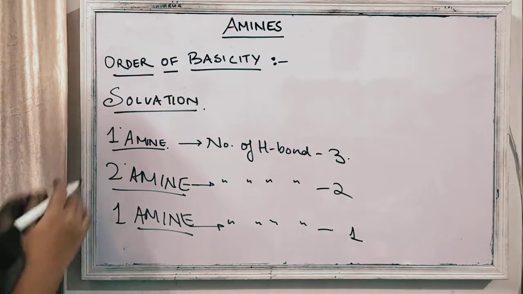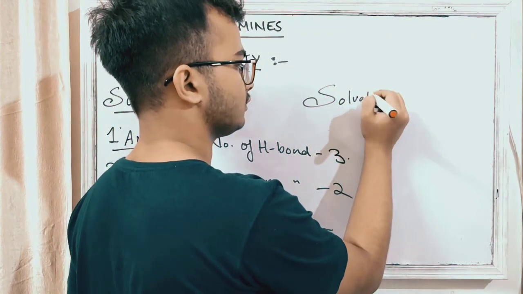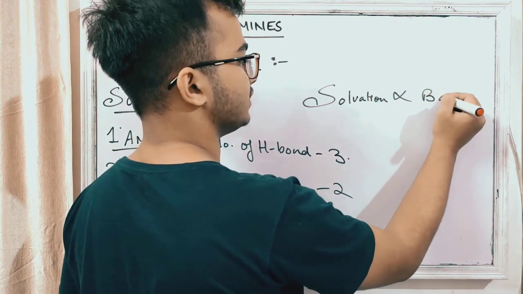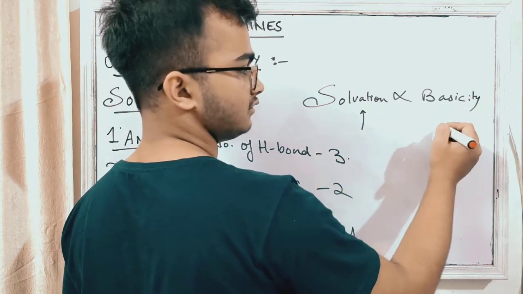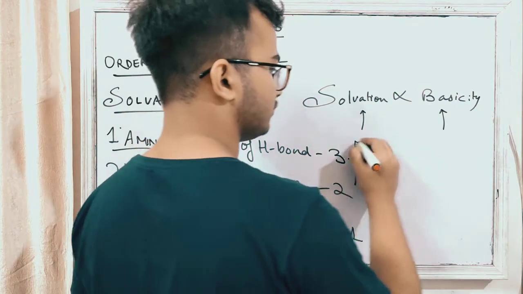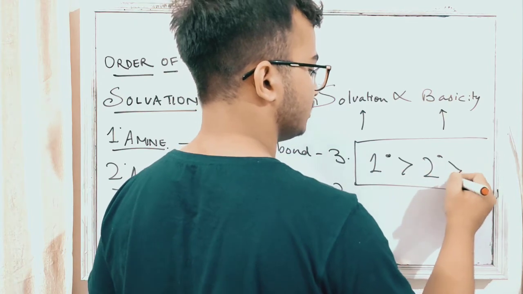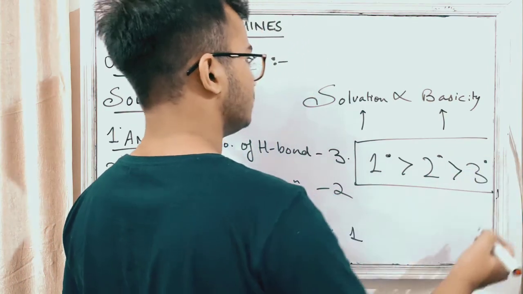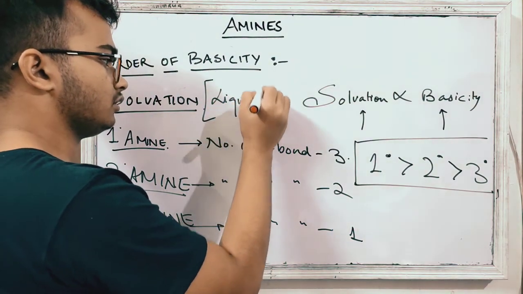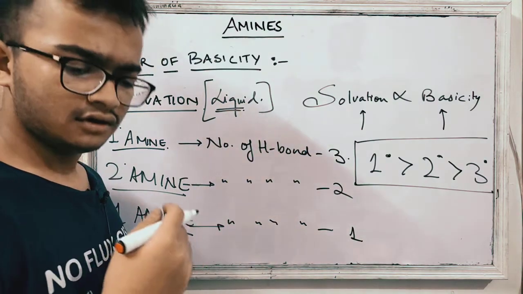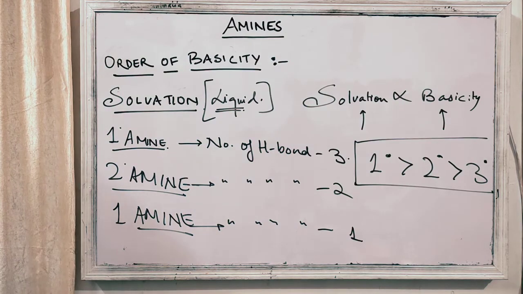So, obviously, the more the number of bonds formed, the more is the basicity. So, write here: solvation is directly proportional to basicity. So, if this one is increasing, this one is also increasing. If you want to see the order here, 1 degree is more basic than 2 degree, which is more basic than 3 degree. But you have to remember that this is only for the liquid phase. In the question they will mention which phase to consider while measuring the basicity. So note it down, this is the basis of solvation.